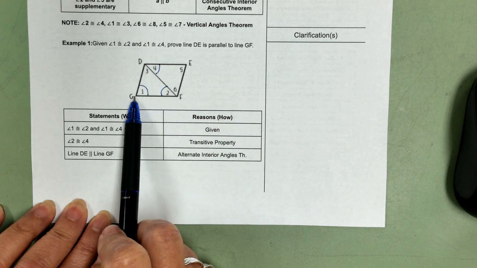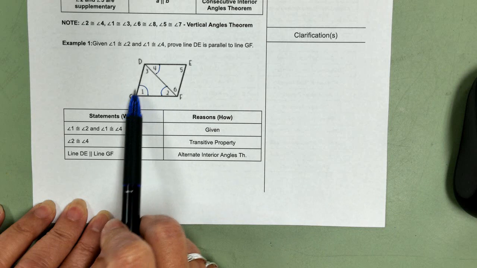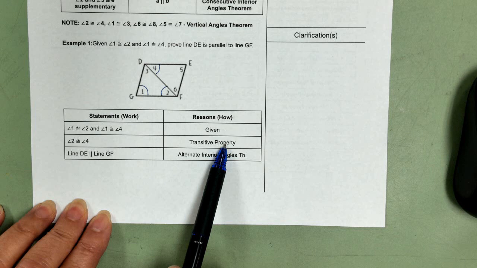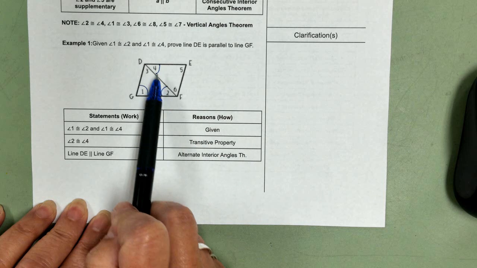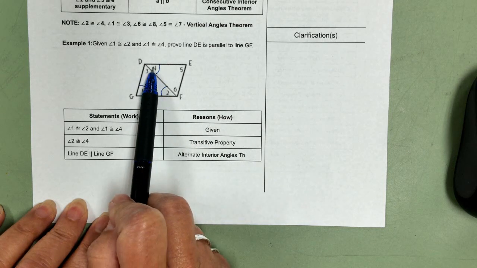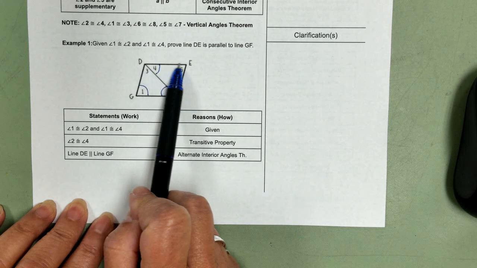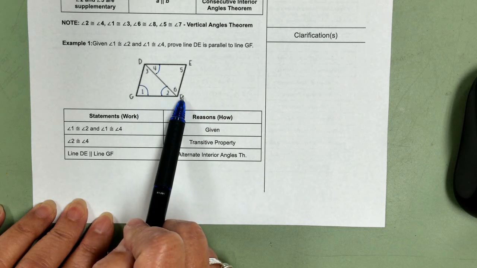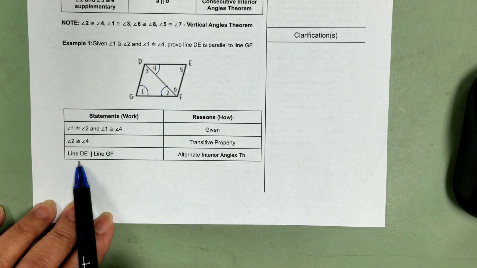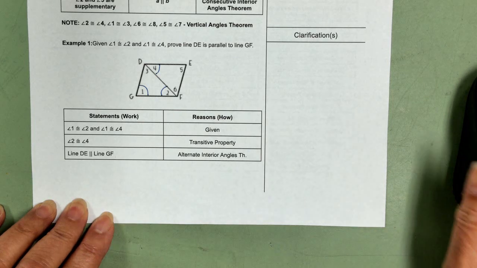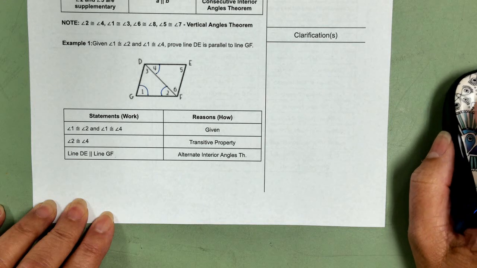If 1 is congruent to 2 and 1 is congruent to 4, then 2 is congruent to 4 using the transitive property. Well, if 2 and 4 are congruent, these are alternate interior angles. If my alternate interior angles are congruent, then the lines that are cut by the transversal are parallel. And so line DE is parallel to line GF. And that is your first geometric proof.